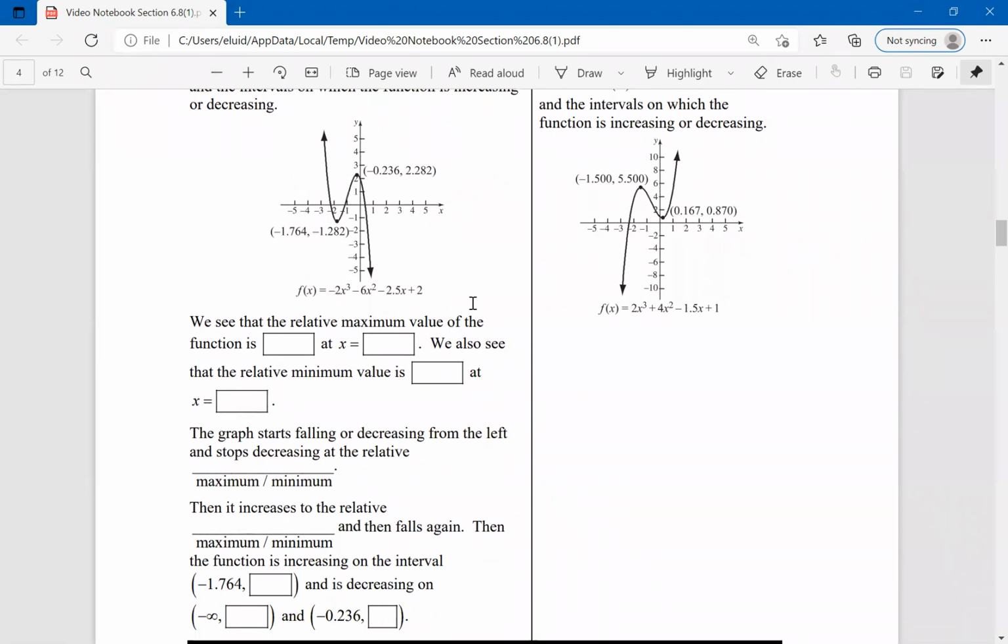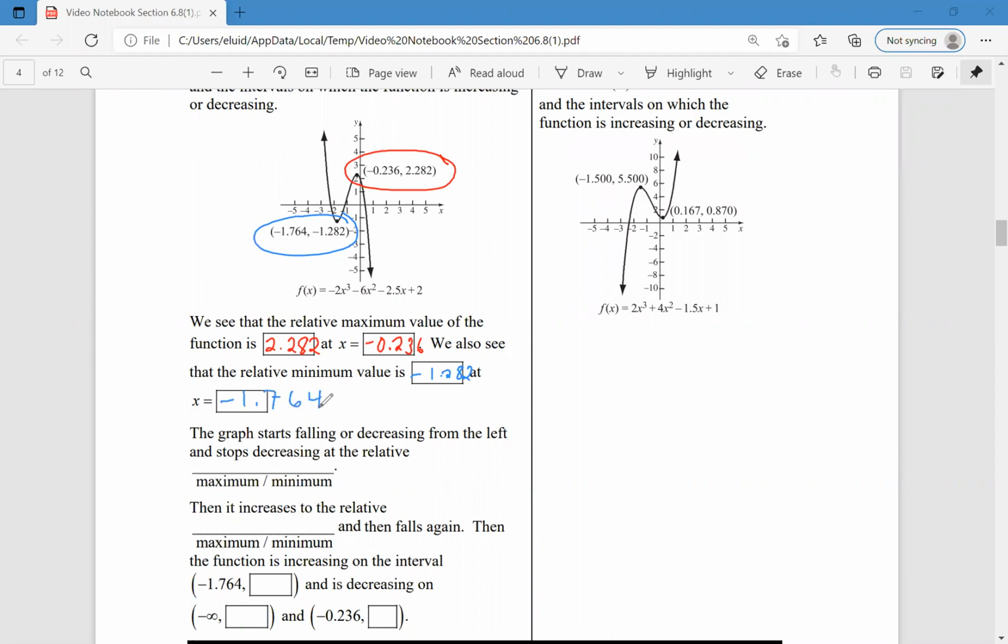We see the relative maximum value of the function is, okay, so let's circle that one. Here's this point. That's the relative maximum. So the value is the y coordinate, so that's 2.282. It occurs at x equals negative 0.236. We also see the relative minimum value, so there's this minimum point, that little U-shaped valley shape of the graph. The relative minimum value, that's the y coordinate, negative 1.282, and that occurs at x equals negative 1.764.